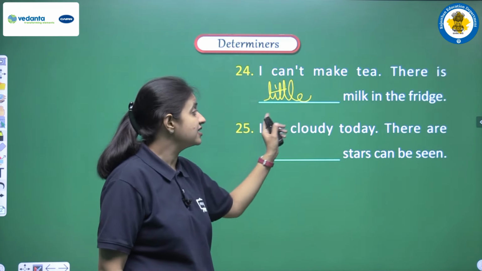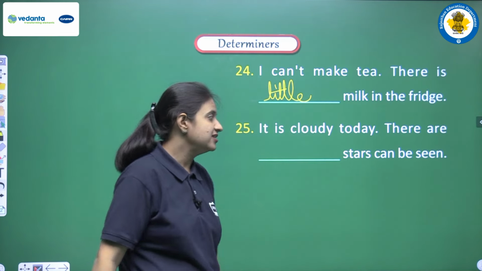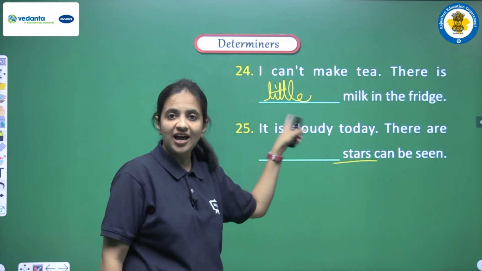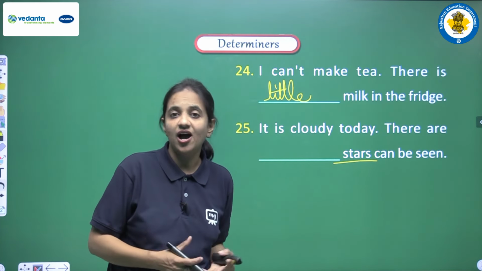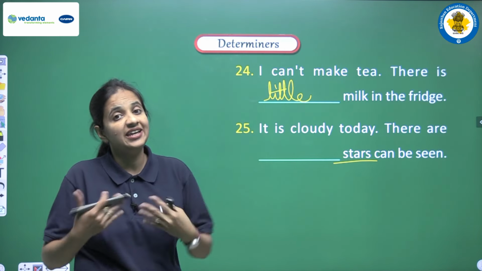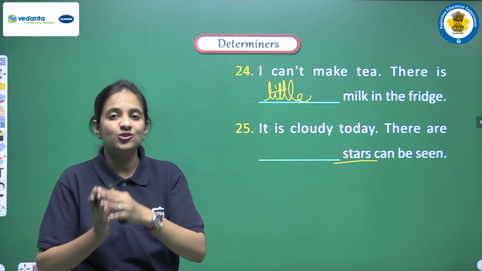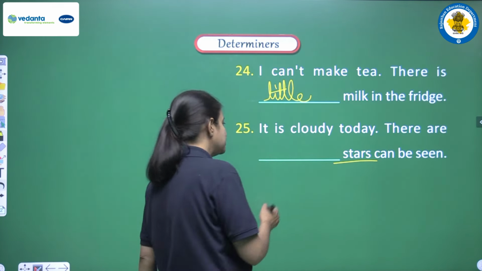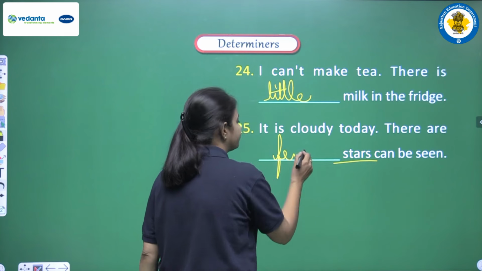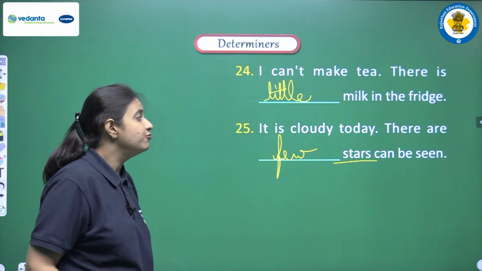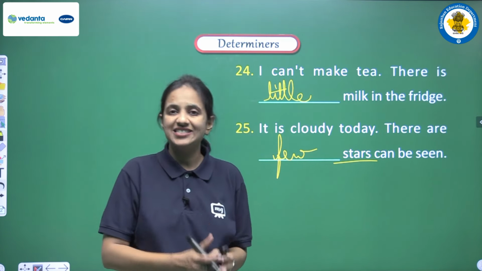Next one is it is cloudy today. There are stars can be seen. Stars is a countable noun. So when the weather is cloudy, when the sky is full of clouds, so obviously जो stars हैं वो बहुत कम दिखेंगे, और we can say नहीं के बराबर, just like nothing. So we want to show negative meaning, and stars is a countable noun. So yes, our answer will be few. And the sentence will be it is cloudy today. There are few stars can be seen.